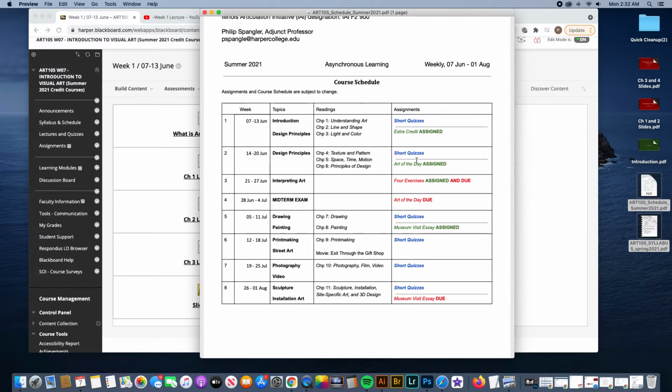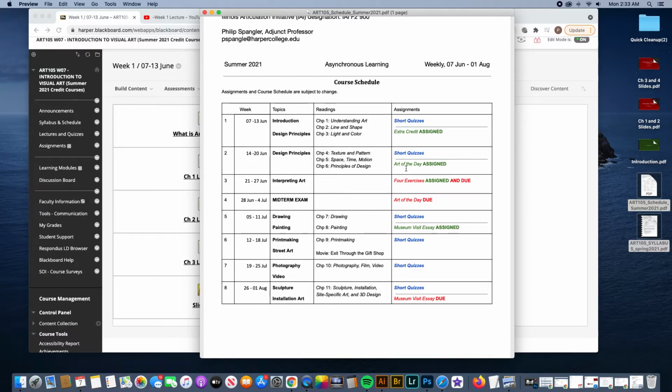And so green means something's been assigned, and red means that's when it's due. So next week, on June 14th, right here, you're going to have an assignment, which is your PowerPoint presentation. So your art of the day assignment is assigned, and then it is due on the week of your midterm exam. So you'll be doing your exam and completing this assignment, and you're turning them both in that week.